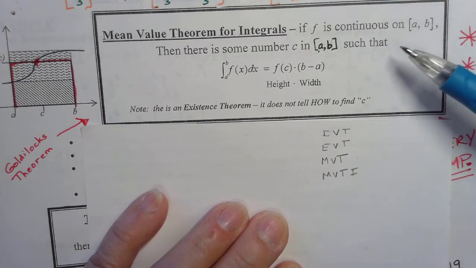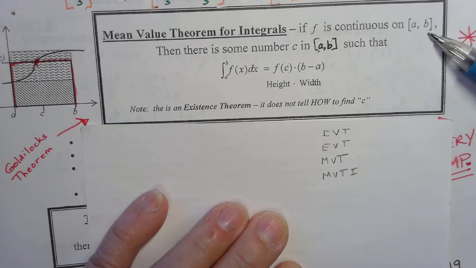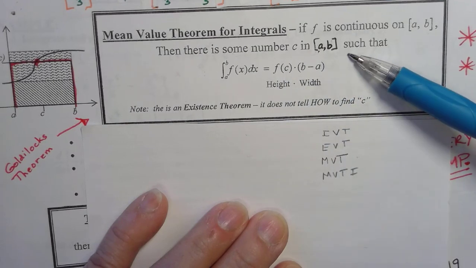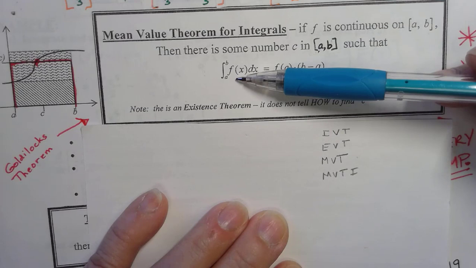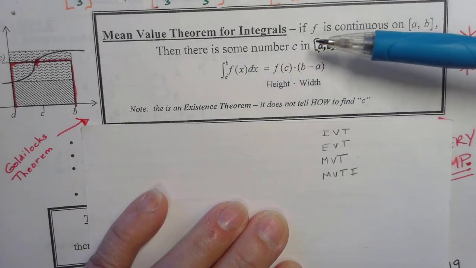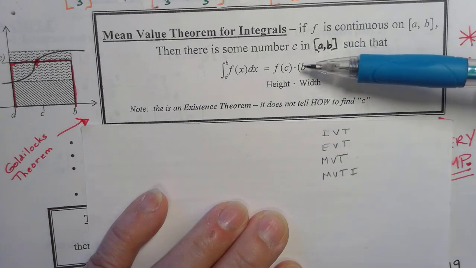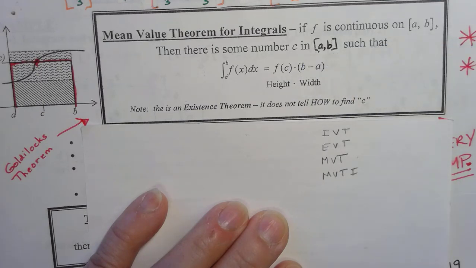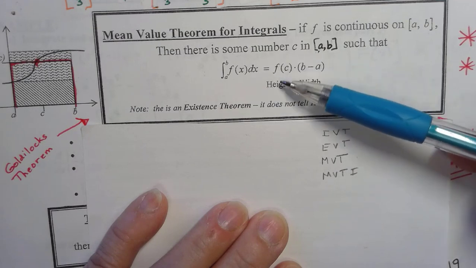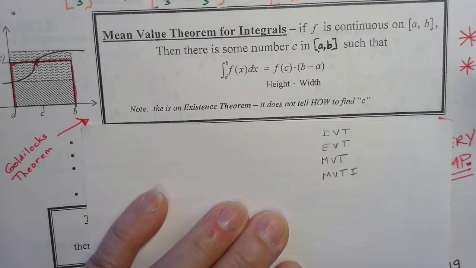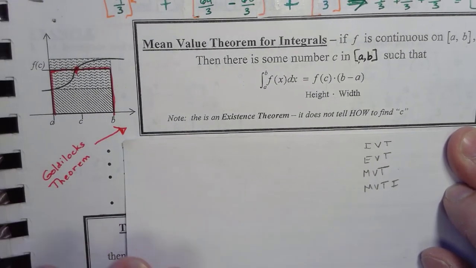And it says if our function f is continuous on the closed interval from a to b, then there is some number c in that closed interval from a to b such that the integral from a to b of f of x dx is equal to f at c times b minus a. The height of our rectangle times the width of our rectangle. What? So let's go back to our rectangles.